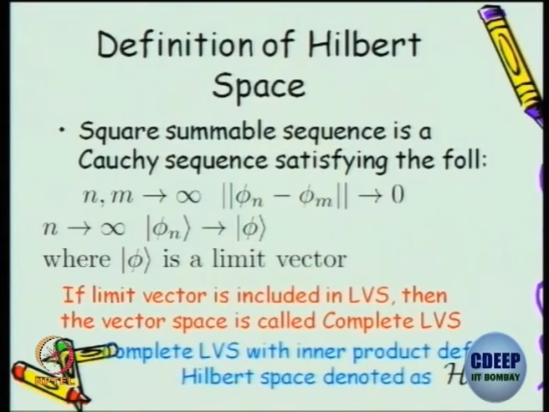So, we are essentially doing linear vector space, but some of these things are assumed: that your linear vector space with the limiting vector of a sequence, in a finite summable sequence, is also included, and you have an inner product definition in that vector space. That is why this whole thing together is what we call a Hilbert space. This is just for the definition, of why we call it a Hilbert space.